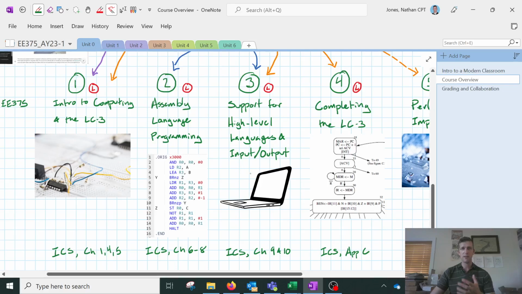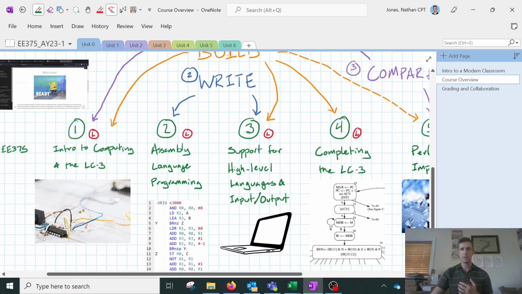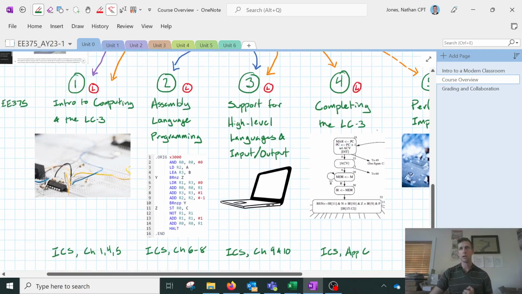Additionally, in Unit 3, once we have these extra pieces of hardware under our belt, we can write slightly more complicated programs for the LC3. In Unit 4, we're going to finish the construction of this device, which means predominantly we're going to build the control unit that orchestrates this whole thing. In units 1 through 3, we're building out this computer, but we assume that the control unit has been built already. In Unit 4, we're actually going to complete that control unit ourselves.